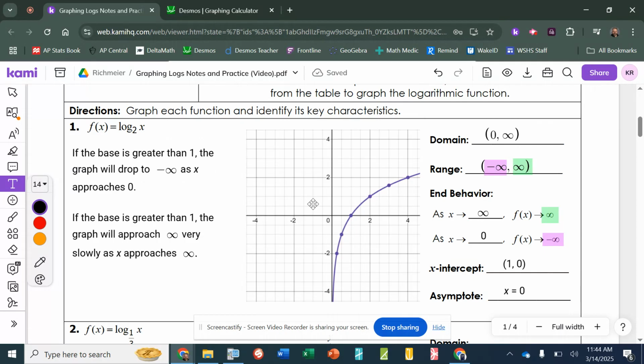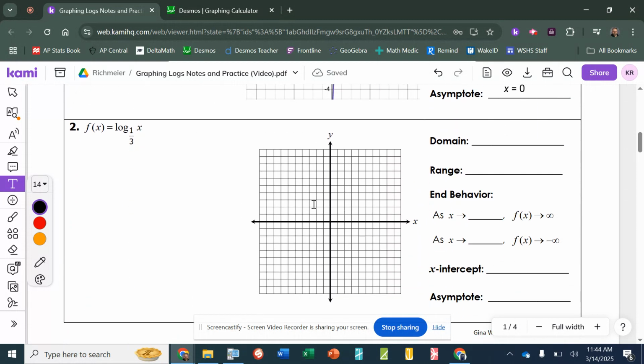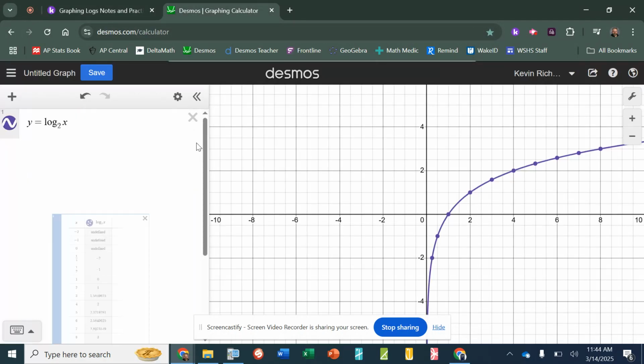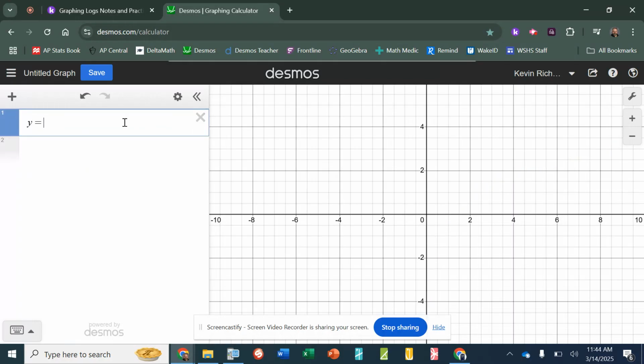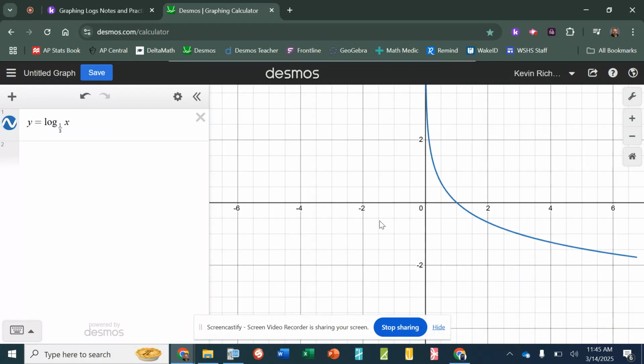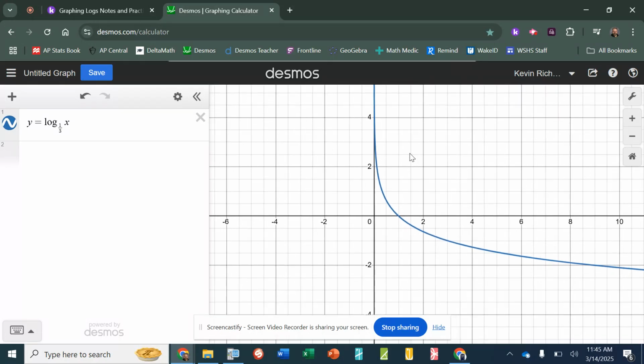All right. So let's take a look at one when our base is not greater than 1. Let's take a look at number 2 here. We've got log base 1/3. Let's see how that changes things. So let's go ahead and go over here to graph it. We're going to get rid of this one, and we're going to put in y equals log, using that shift dash key again. We'll put in 1/3, and then I have to remember to come out of the base, and then we have x. Well, that's interesting. Instead of going to negative infinity here, it's shooting up to positive infinity as x goes to 0.